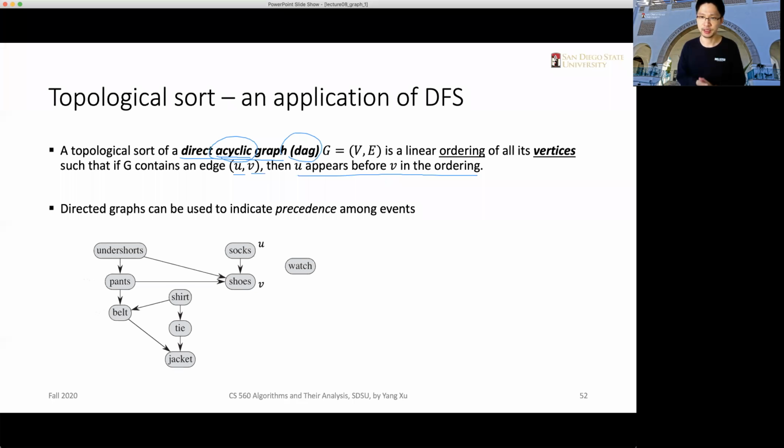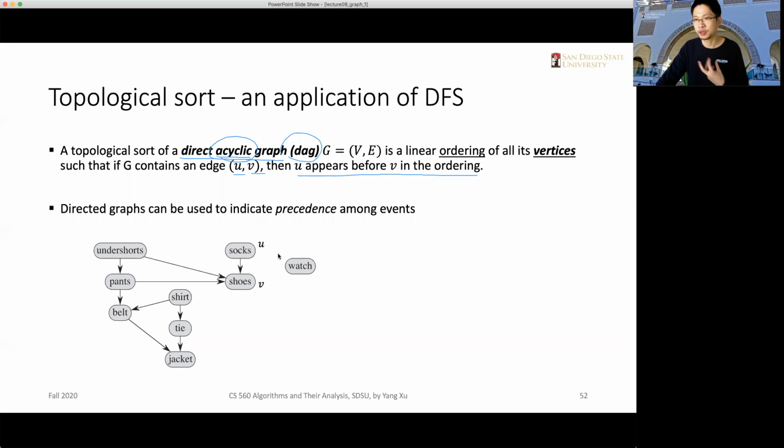Say I take the example from the textbook. When you get up in the morning, there are several things you need to do. You need to put on your undershorts, pants, shoes, socks, belt, tie, jacket, right? All these events need to occur in some sort of order, right? So the edges in such a graph describe these dependencies.